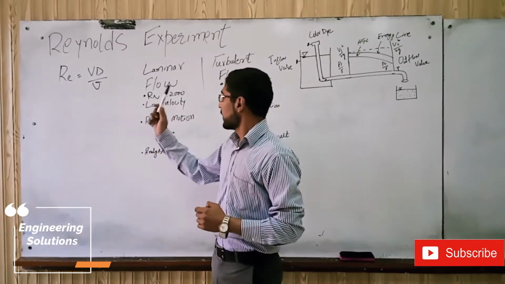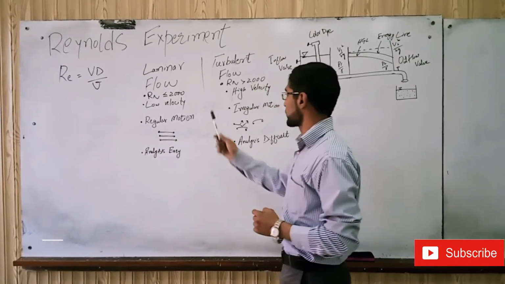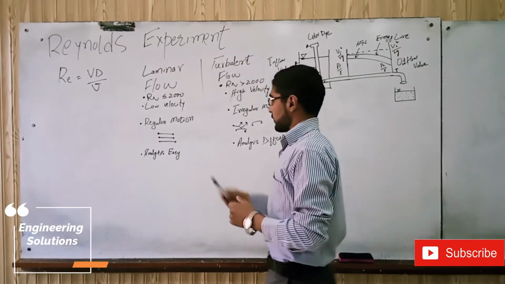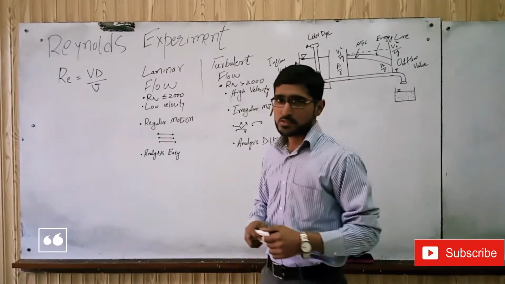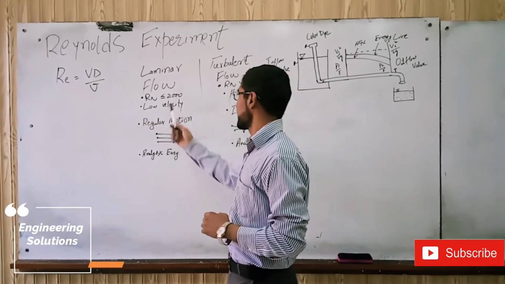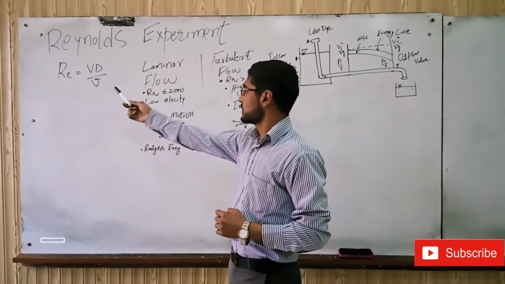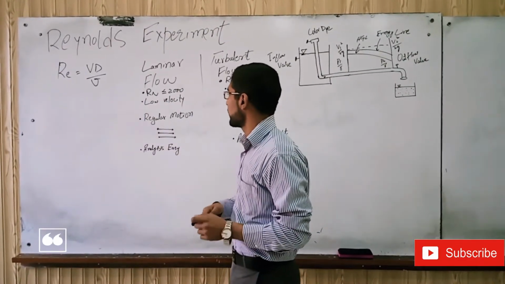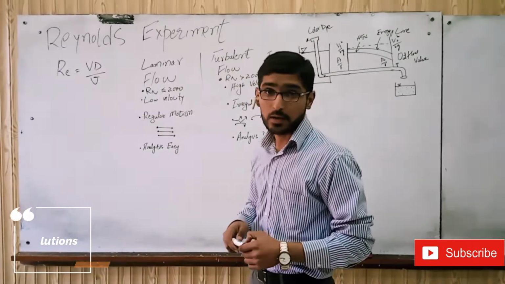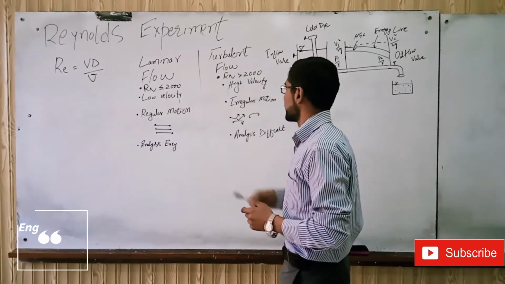So we can divide flows into two types: laminar flow and turbulent flow. Laminar flow is the type of flow in which the Reynolds number is less than or equal to 2000. From the relationship, we can see that if Reynolds number is less, the flow will be laminar, and if Reynolds number is higher, the flow will be turbulent.